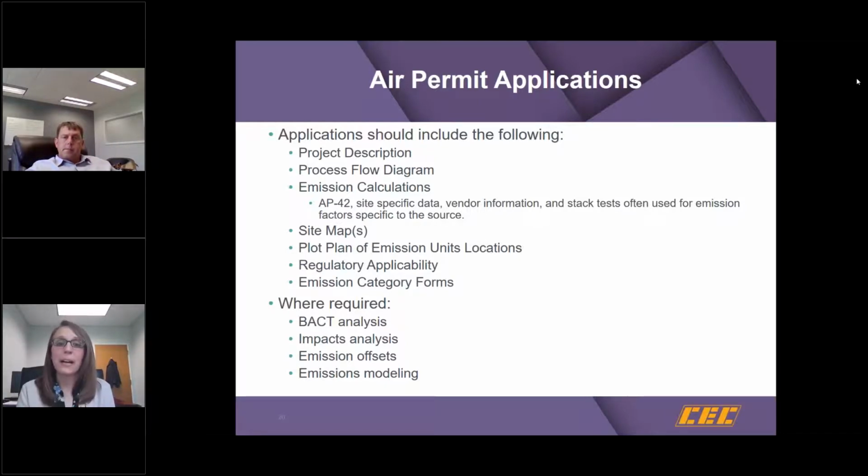There's a banking system that Ohio EPA uses for the amount of pollution that can be emitted in an area. If you're going to install a large source that might be adding a lot of pollution to a specific area, you'll need to purchase emission offsets from Ohio EPA's bank to offset the amount of pollution that would be emitted geographically. And then emissions modeling is source specific, and it gives an idea of the amount of pollution or emissions coming from your source.